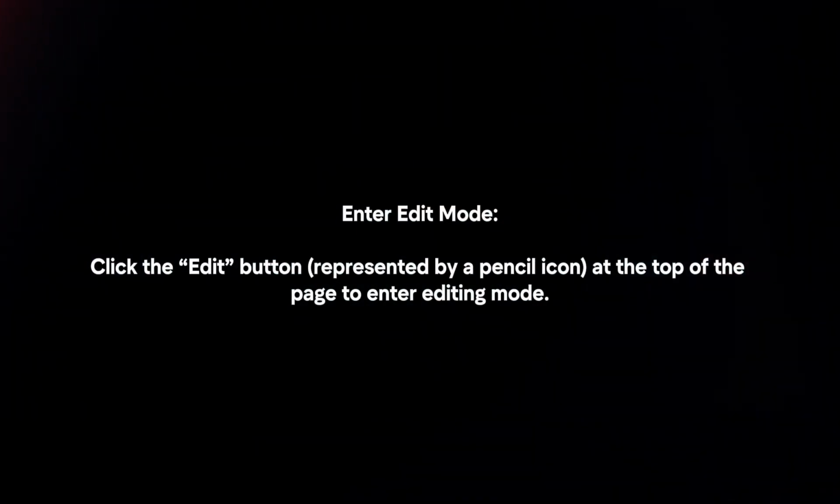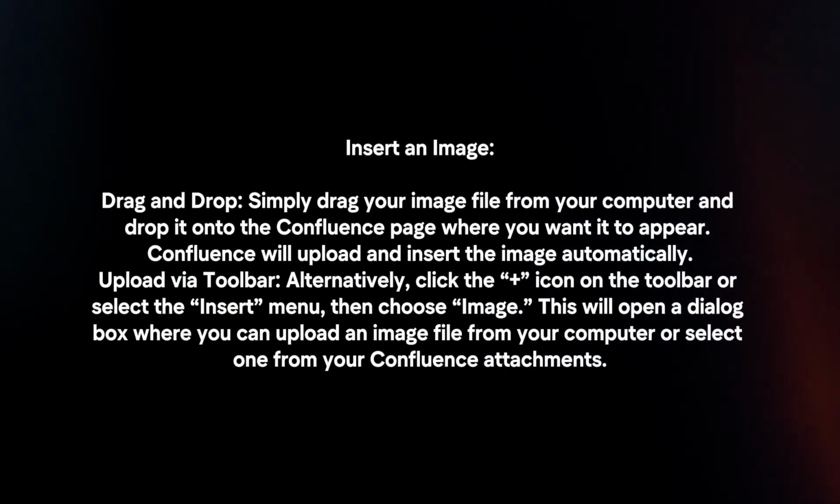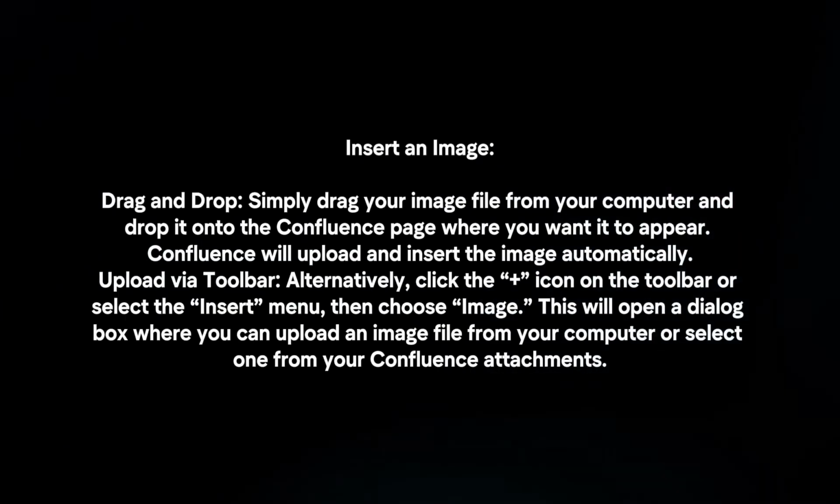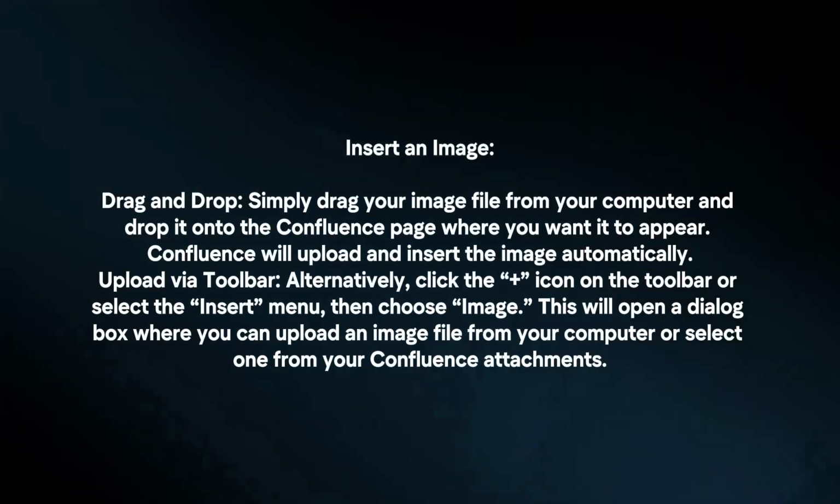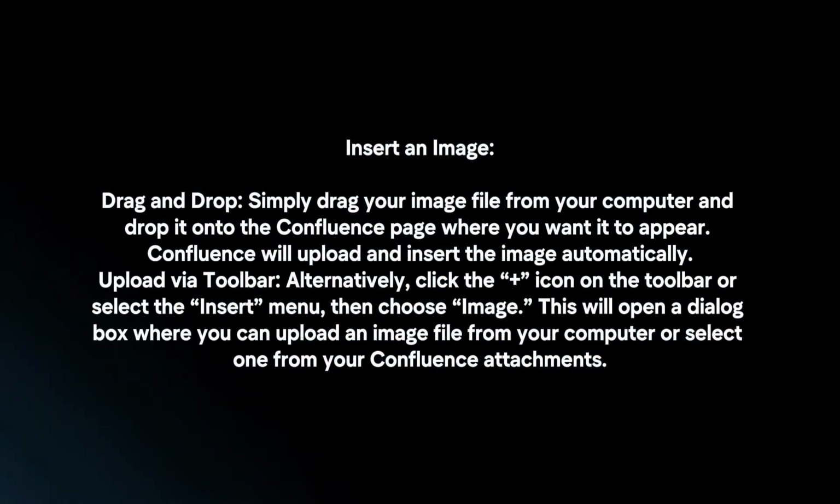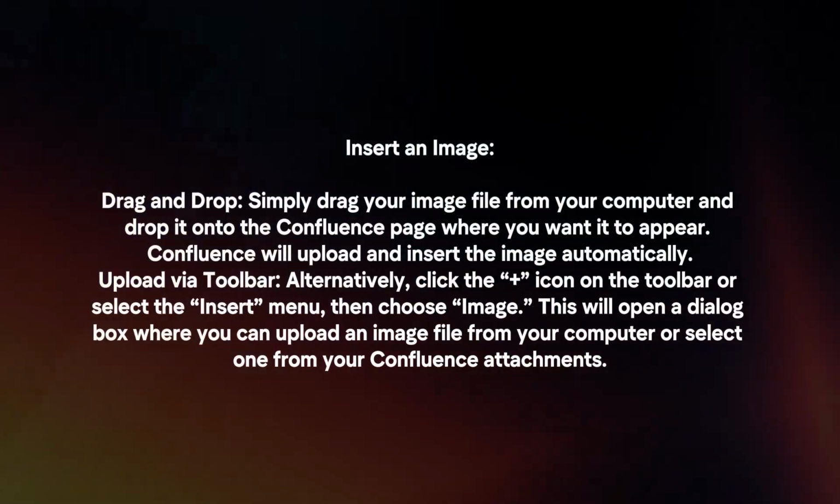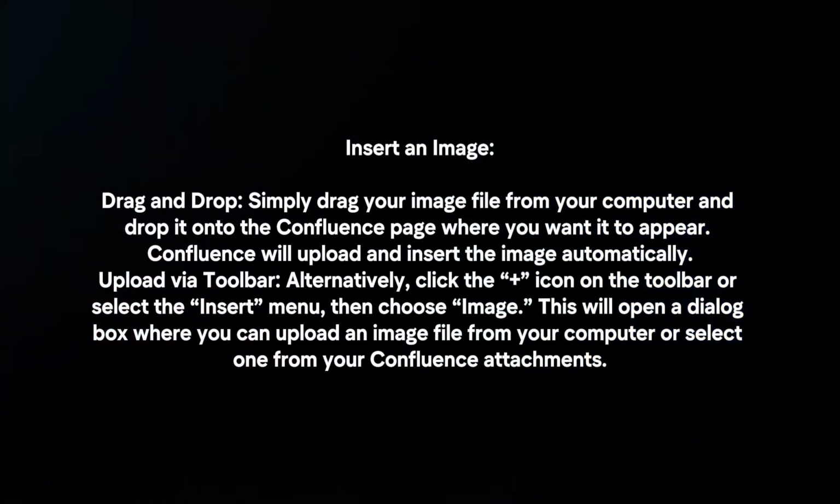Enter edit mode. Click the edit button at the top of the page to enter editing mode. Insert an image. Drag and drop. Simply drag your image file from your computer and drop it onto the Confluence page where you want it to appear. Confluence will upload and insert the image automatically.